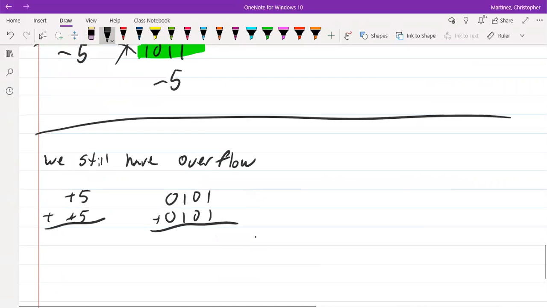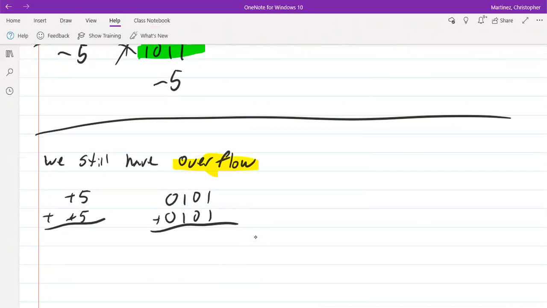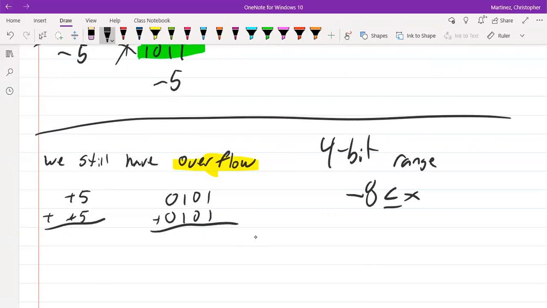The last thing we have to do is overflow still exists. For 4 bits, we still had a range. Our range grew only in the negative by 1 spot. So we went from -8 all the way to a +7. I want to do 5 plus 5. I want to get a +10. This +10, it's outside the range.